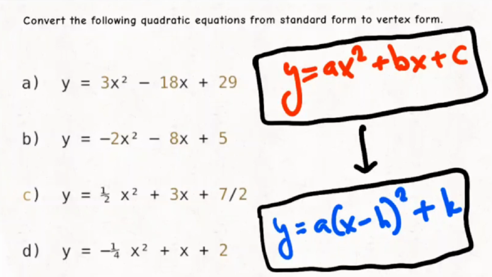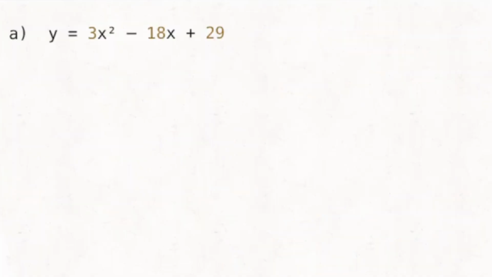Today we'll be converting the following quadratic equations from standard form to vertex form. Starting with our first equation, we have y equals 3x squared minus 18x plus 29. So what we want to do first is check this leading coefficient. And here we have 3. So we want to factor out a 3 from x squared minus 18x. We're going to be doing that right now for this quadratic equation.